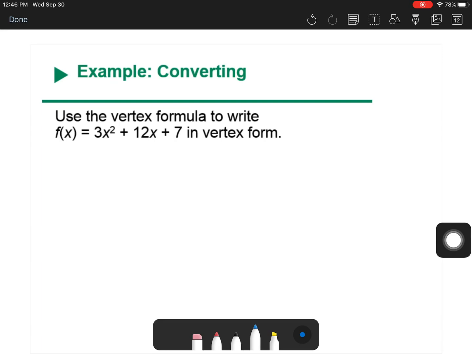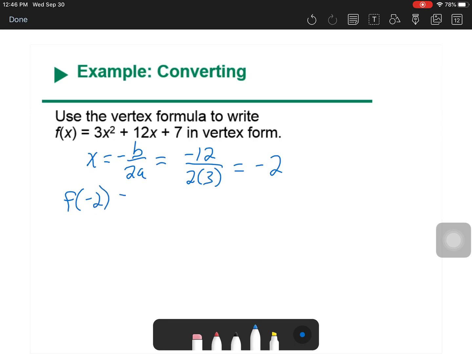But since we're going to use the vertex formula, remember that goes x equals negative b over 2a. That's going to give me my x-coordinate of the vertex. So negative b is negative 12 over 2 times 3. So that's negative 12 divided by 6, which is negative 2. Okay, now I want to do f of negative 2 to get the y-coordinate, right? So it's 3 times negative 2 squared plus 12 times negative 2 plus 7. So that's going to be 4 times 3 is 12 minus 24 plus 7.